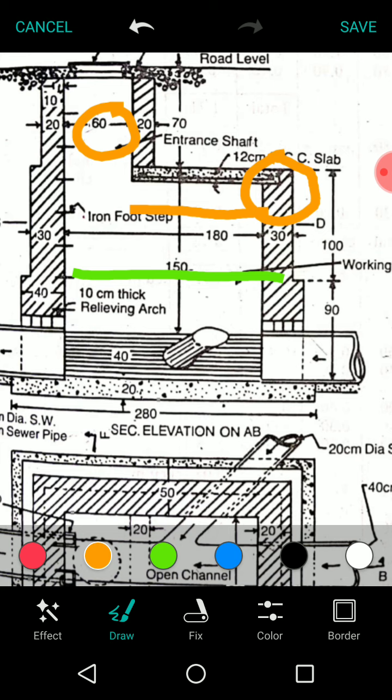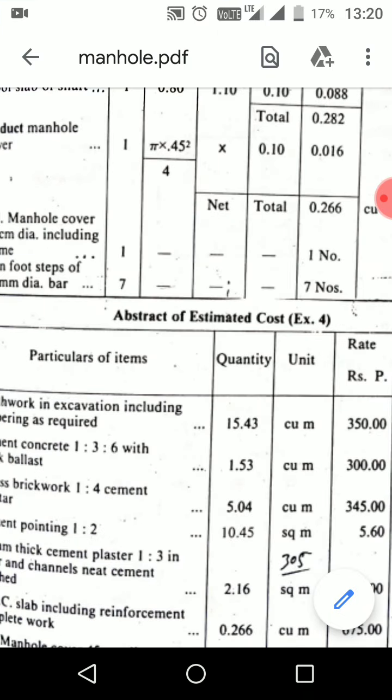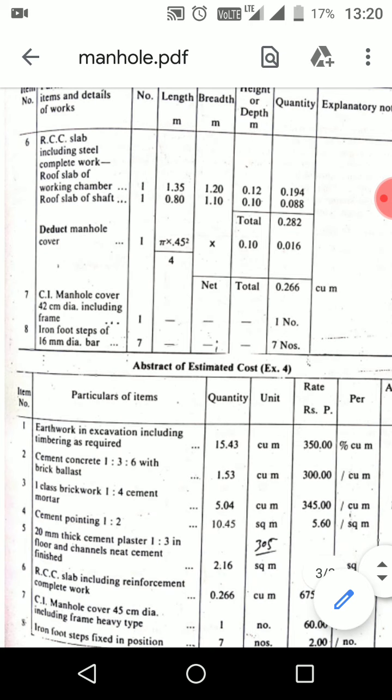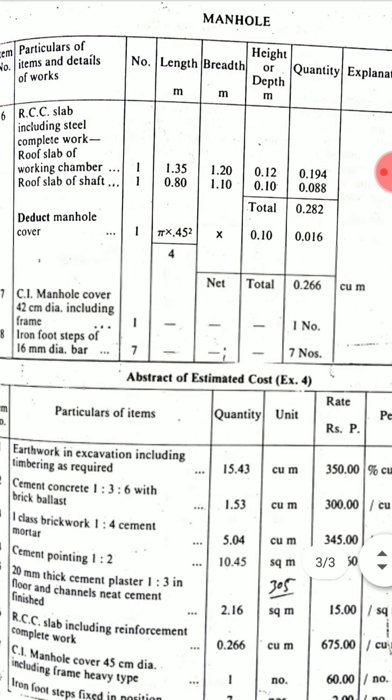So totally, how much is it? 180 minus 60, it is 1.2 meters plus 0.15, so total it is 1.35 meters, correct? So the dimension of slab is 1.35 into 1.2 into the thickness they have given, 0.12. So the total quantity of slab for the working chamber is 0.194 cubic meters.